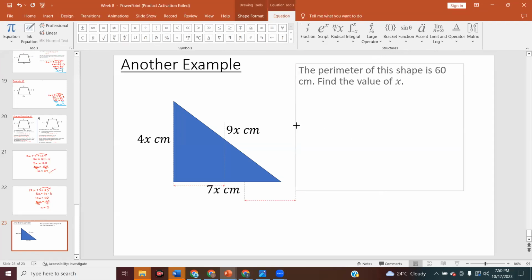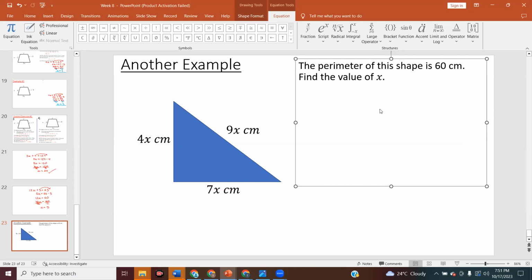So find the value of x. So what do we know from this question? Well, we know that this side is 9x. This side is 7x. This side is 4x. But we know that the perimeter of the entire shape is 60. What do you think the value of x is going to be? The value of x is 3. Okay, interesting.